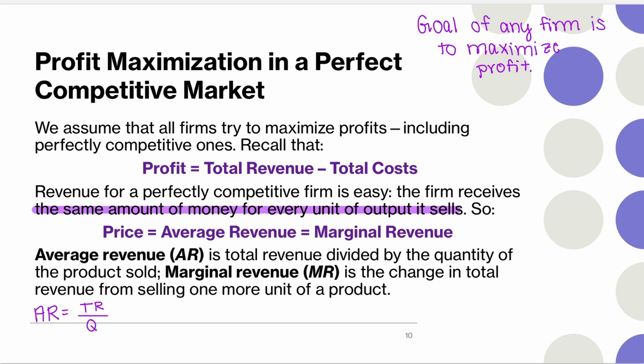Marginal revenue is the change in total revenue from selling one more unit of output. So change in total revenue divided by change in quantity. And when we're looking at this quantity, it's important that we remember that it is specifically quantity sold.